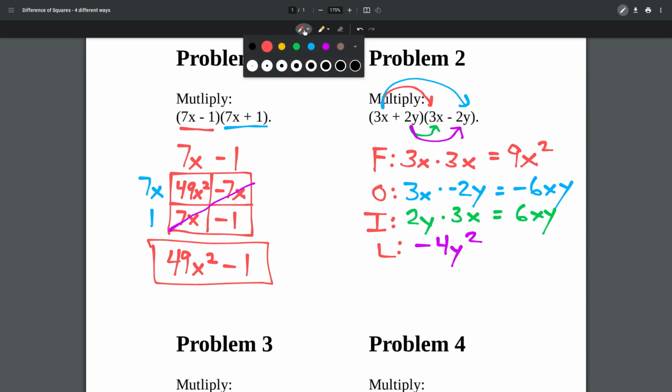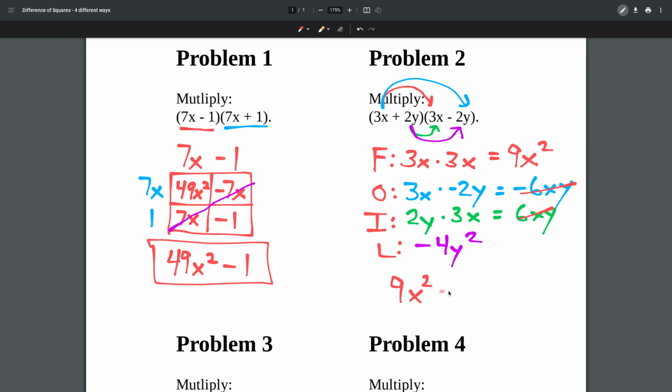Okay, again, the outer and the inner terms here, they cancel out, so we cancel these out, and we're left with 9x squared minus 4y squared as our solution here.